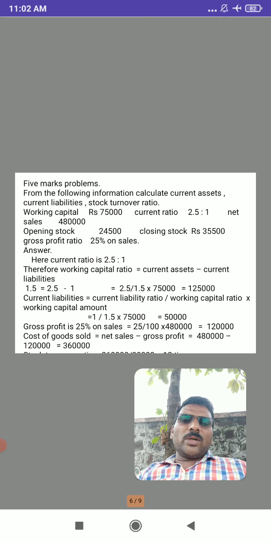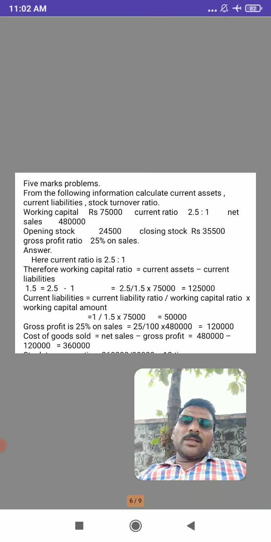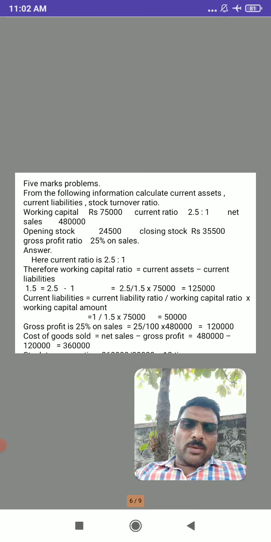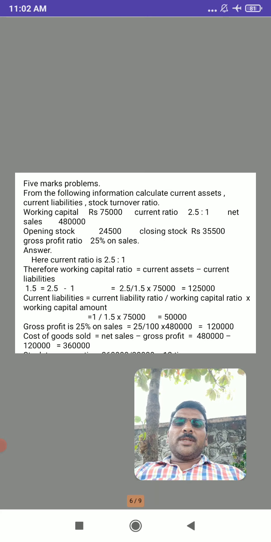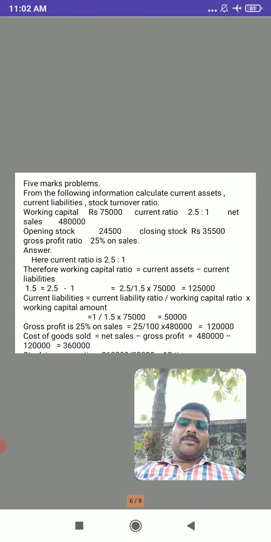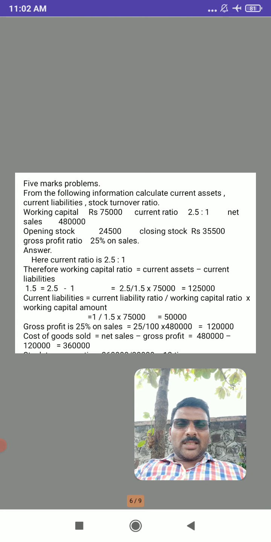So first of all we will select only a 5 marks problem. From the following information calculate current assets, current liabilities and stock turnover ratio. So 3 things we have to calculate here: current assets, current liabilities, and stock turnover ratio. The given information is working capital rupees 75,000, current ratio is 2.5:1, and the net sales given is 4,80,000. Opening stock is 24,500, closing stock is rupees 35,500, and the gross profit ratio is 25% on sales. So these are the given informations.